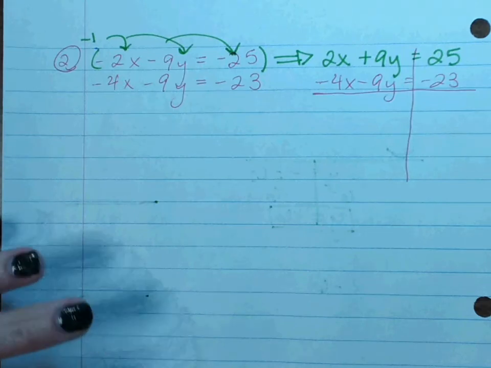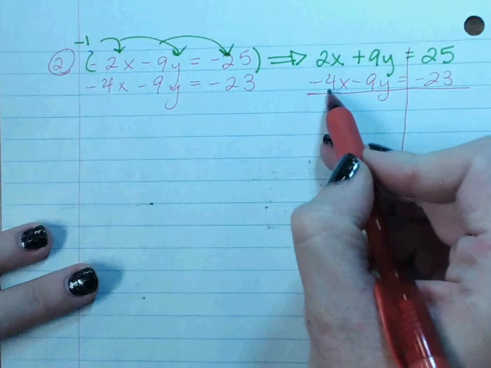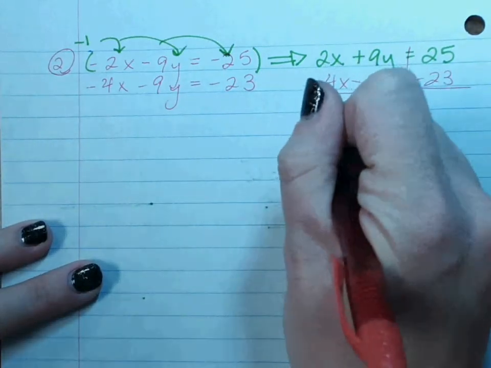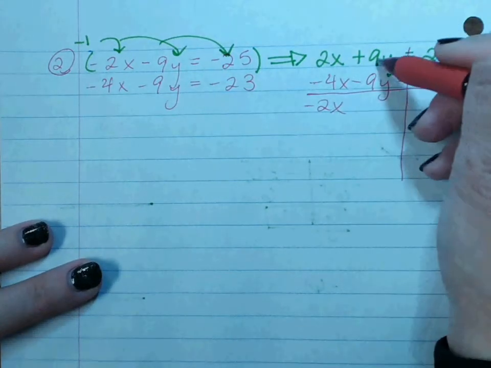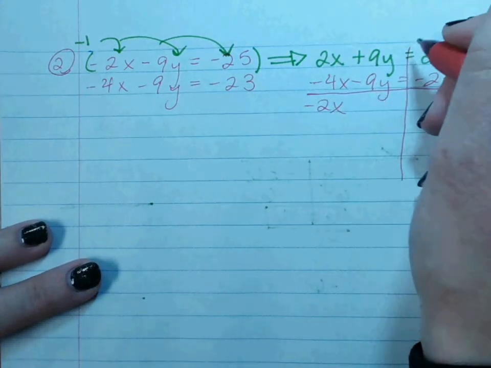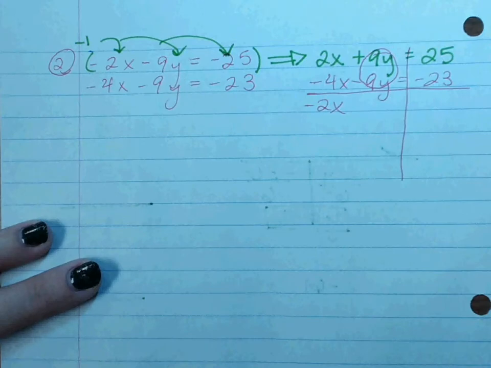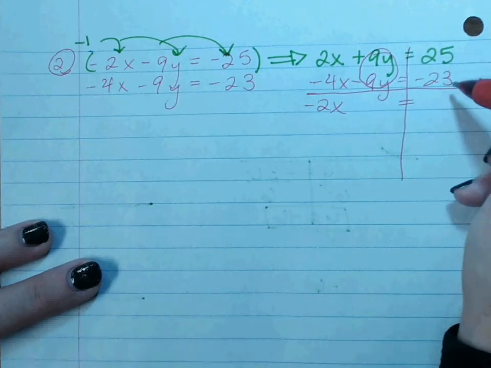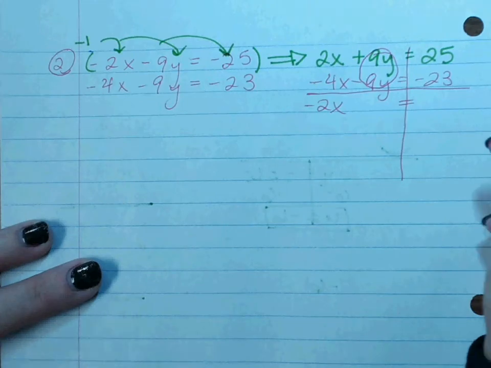Combine. Combine equations. So what's 2 minus 4? Negative 2, so I have negative 2x. What's positive 9 and a negative 9? 0. That's the goal. We wanted to eliminate one variable. Now we're going to have something we can actually solve. And what do we have on the right? 2.